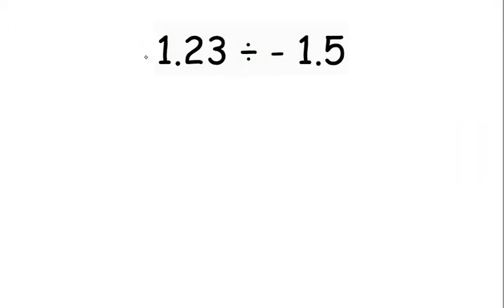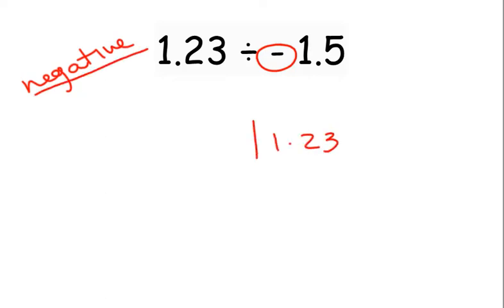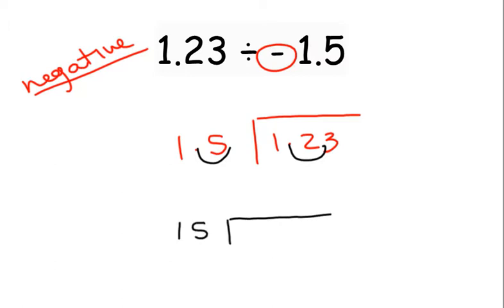All right, next one. So I have a positive divided by a negative. So again, my answer here is going to be negative. So I have 1.23, that's on the inside. And I have 1.5, that's on the outside. Move my decimal to the right once, so I move it to the right once inside. Now I have 15 on the outside, and on the inside I have 12.3. Pop that decimal up to the roof.